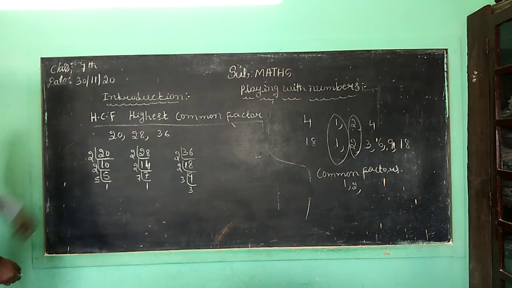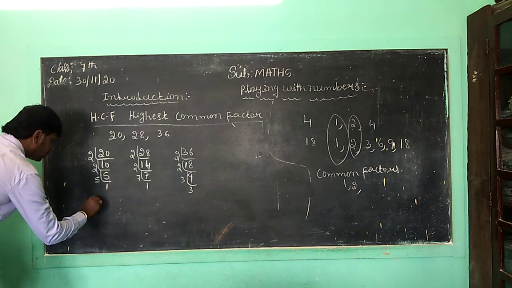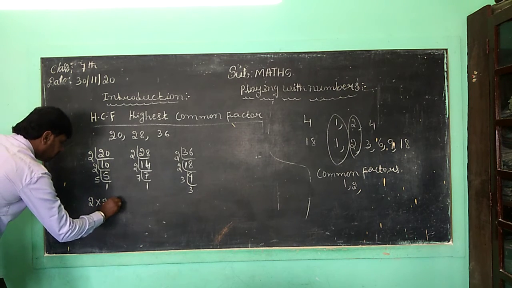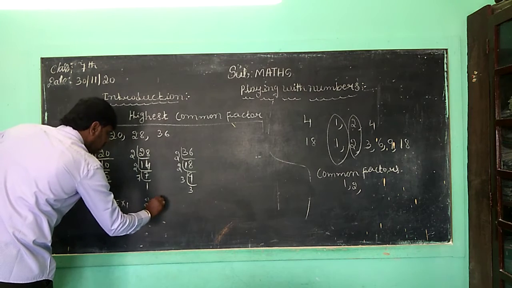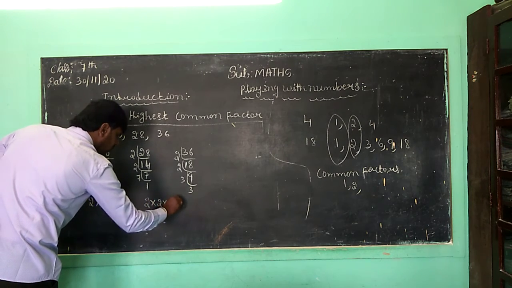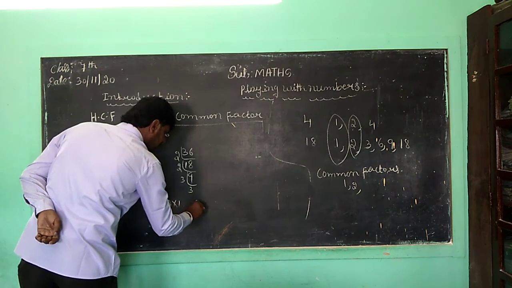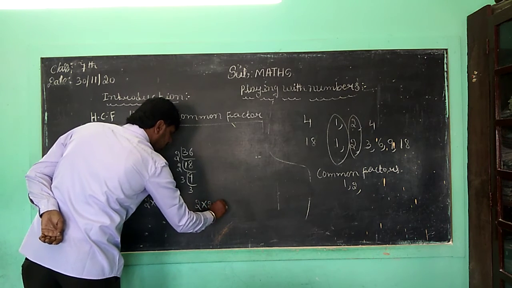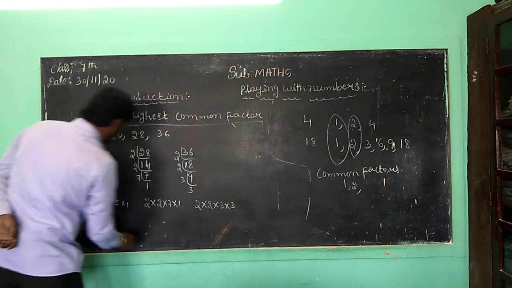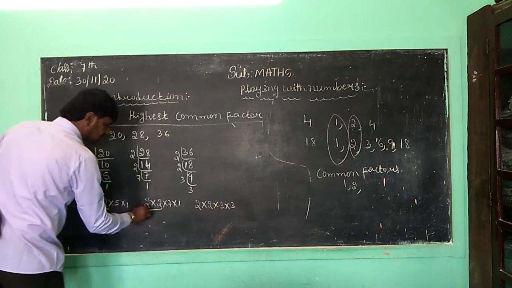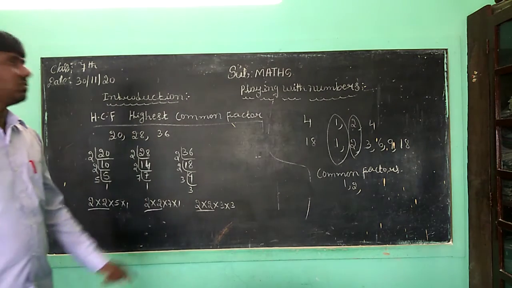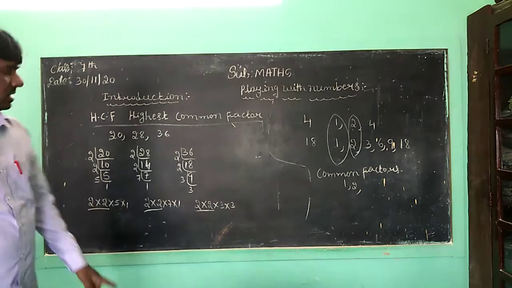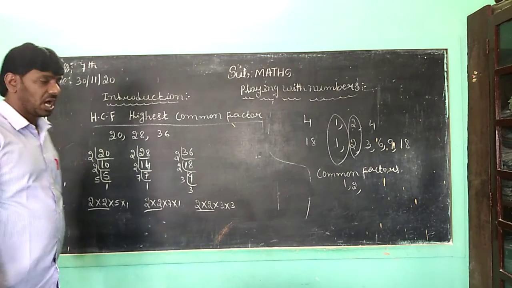Children, write the factors here: 2 into 5 into 1. Here also you want to write 2 into 7 into 1. Here also you want to write 2 into 3 into 3. See, children, here we commonly have 2 into 2. Here also we commonly have 2 into 2. Here we take the common factors only, the highest common factor.